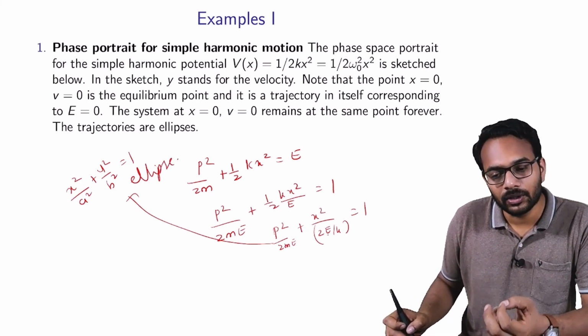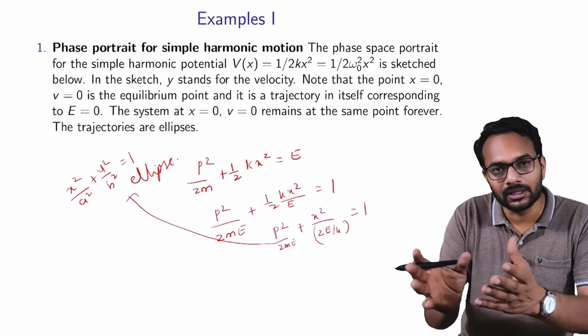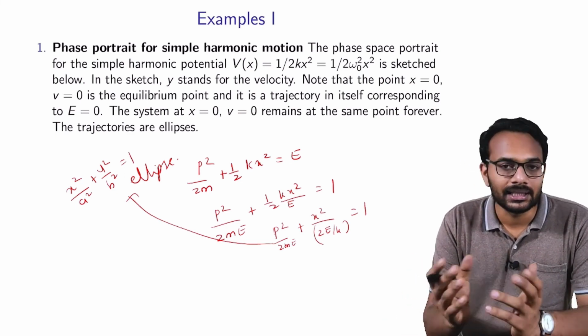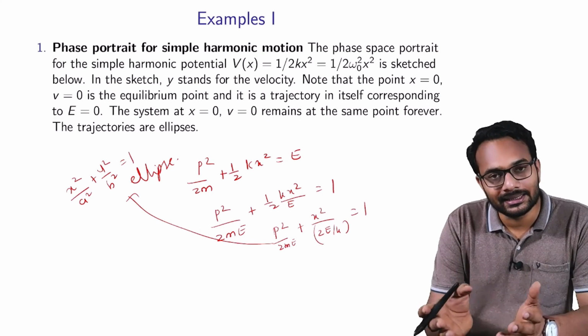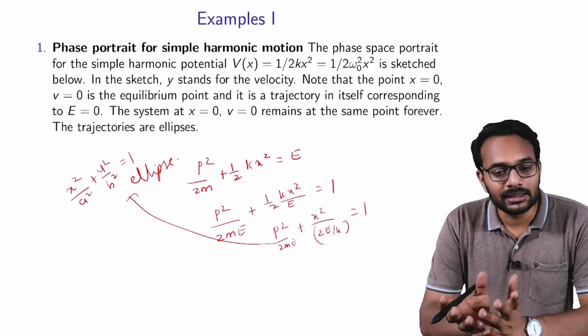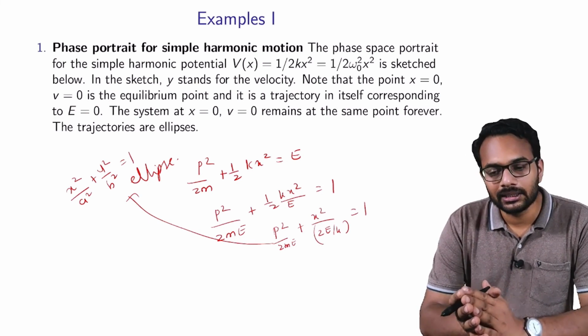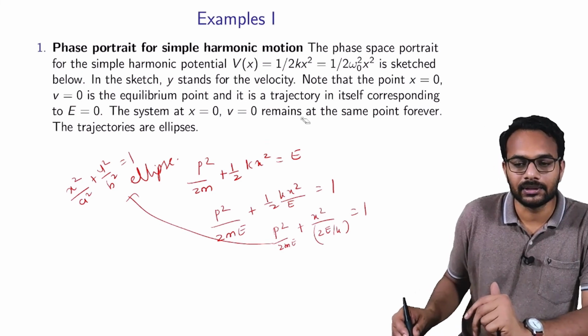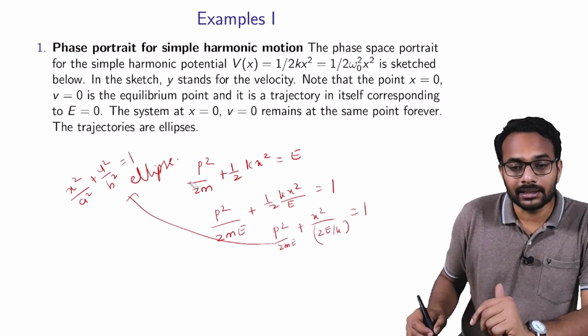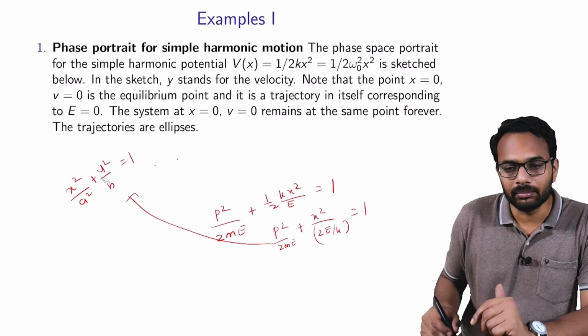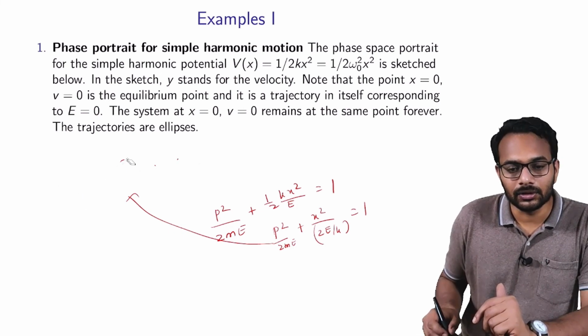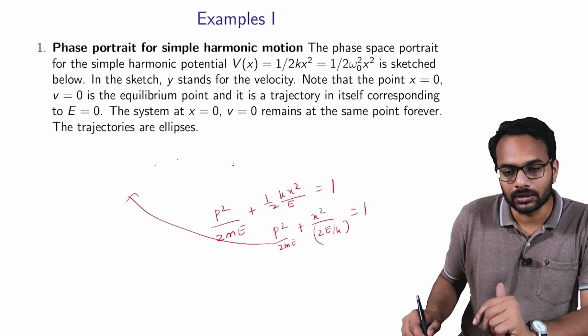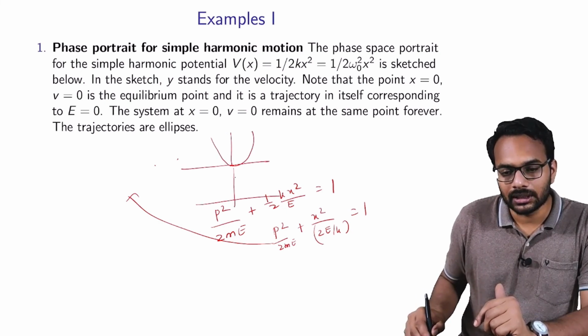Depending on the energy, these are ellipses with different major and minor axes. The energy determines the major and minor axes. So it's clear that this is an ellipse. And there is an interesting point called the equilibrium point, at x equal to 0. This is the one trajectory I missed out earlier. This is the potential energy, and we draw the curves like this.